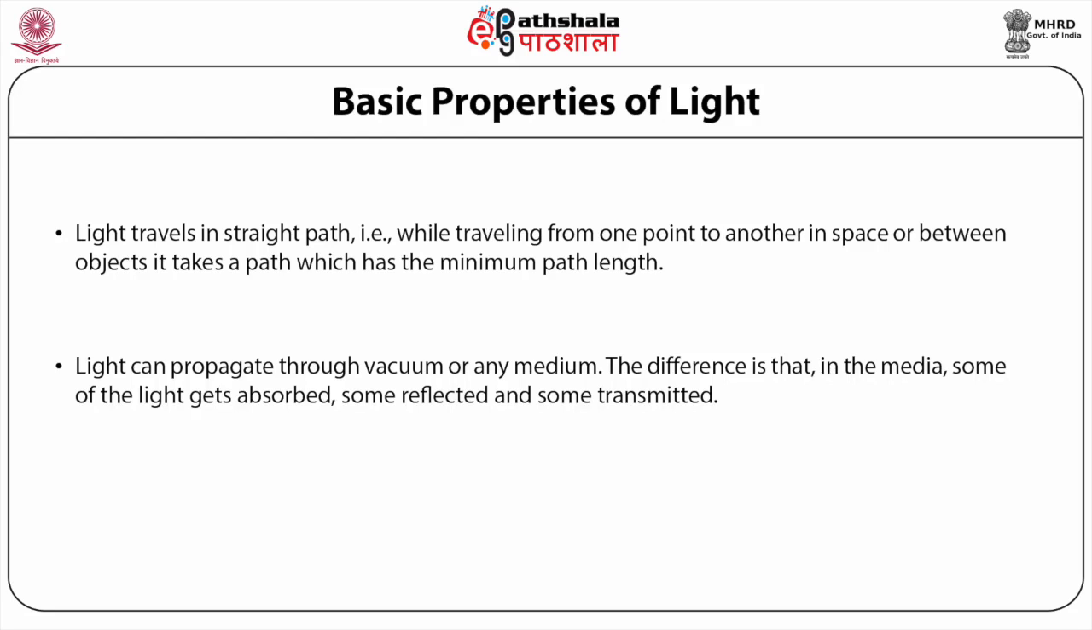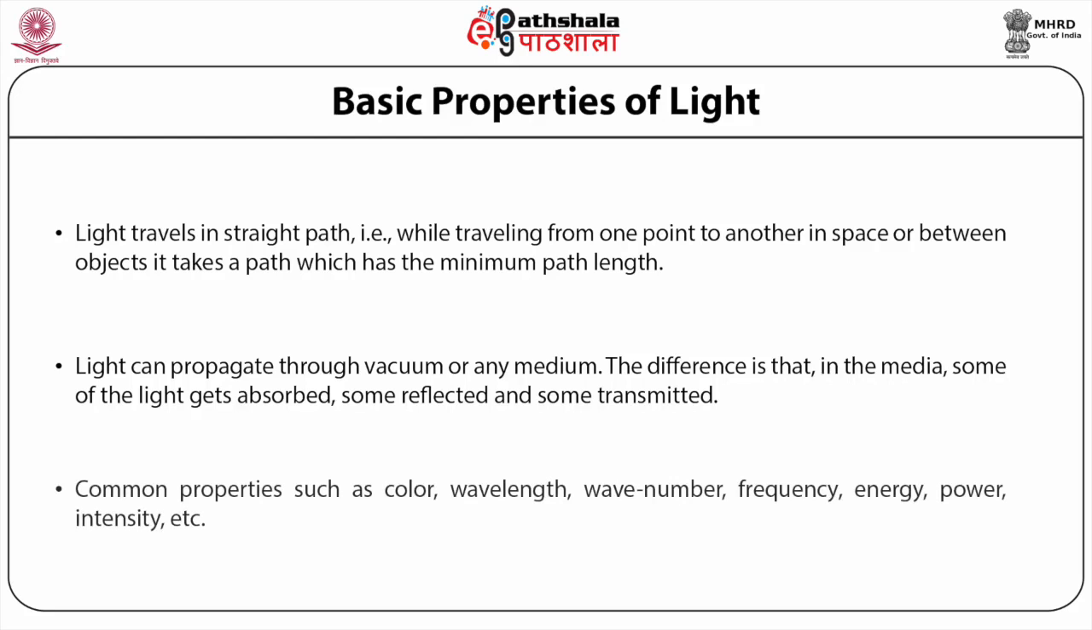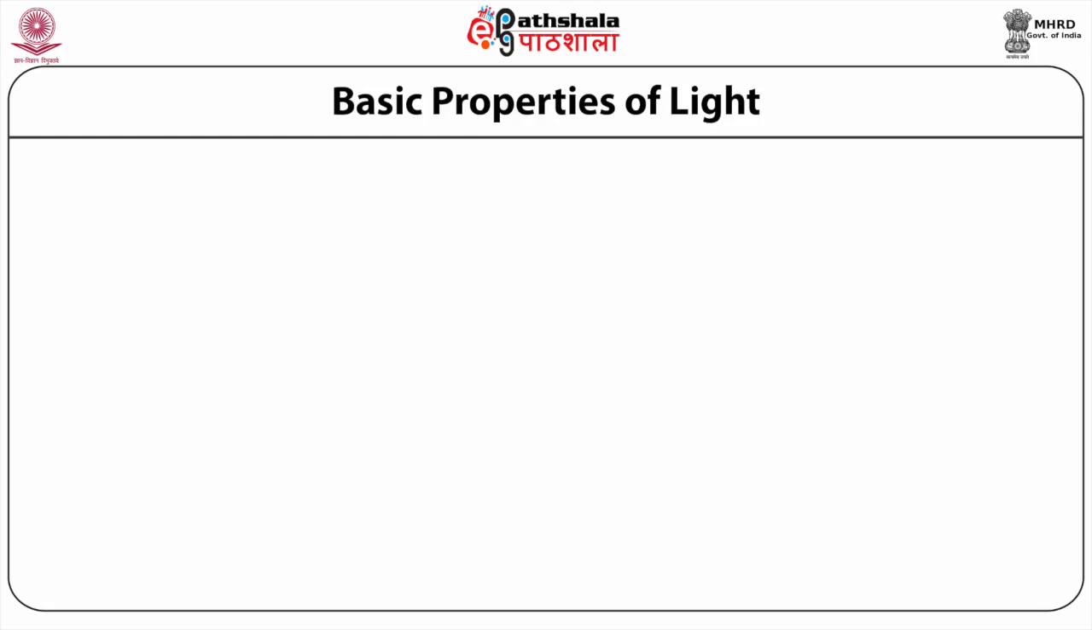The difference is that in a medium, some of the light gets absorbed, some gets reflected, and some gets transmitted. Other common properties of light can be color, wavelength, wave number, frequency, energy, power, intensity, etc. So first of all, if light can propagate through space, what is the speed of light? In vacuum, it has been found that the speed of light, which is a universal constant, is the highest, and that is 3 times 10 to the power 8 meters per second.